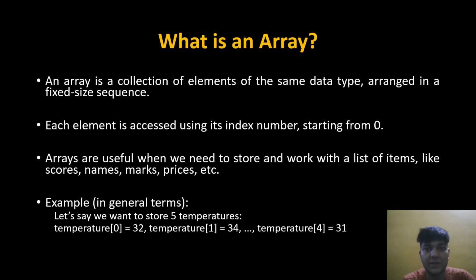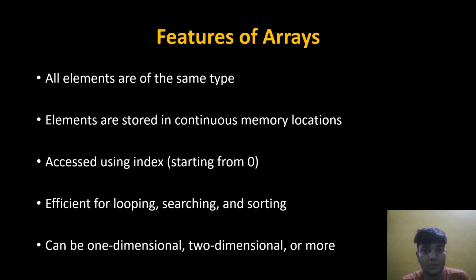Let's take a simple example. If we want to store 5 temperatures, we can use temperature of index 0 is 32, temperature of index 1 is 34, and so on up to temperature of index 4 is 31. This way all values are neatly organized and easy to access.